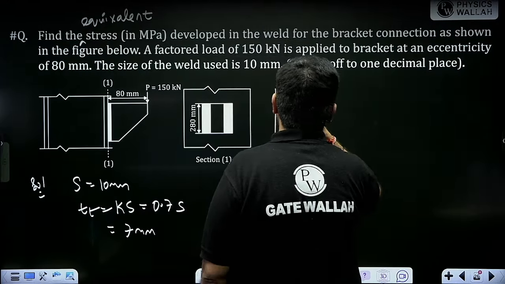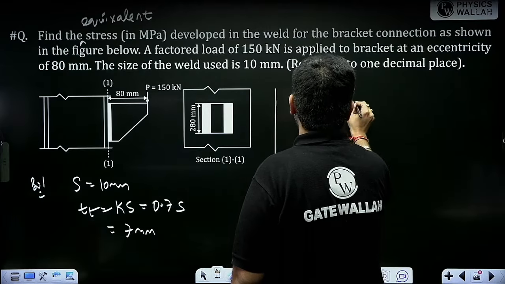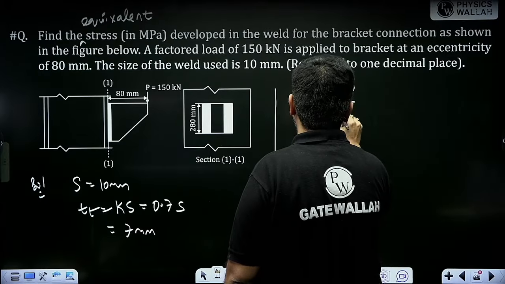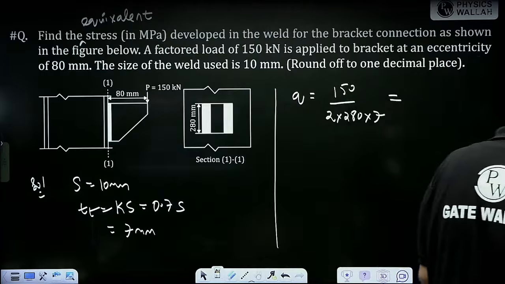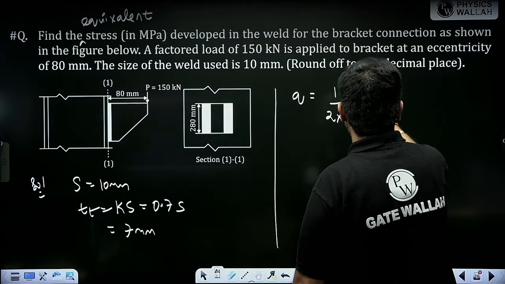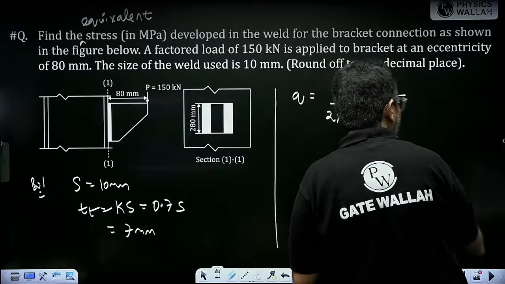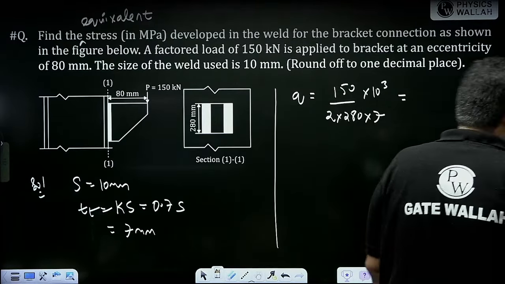That is the factored load 150 upon twice of this area, 280 into 7. How much are you getting in MPa? Tell me the answer in MPa only. So answer is 38.26 MPa.